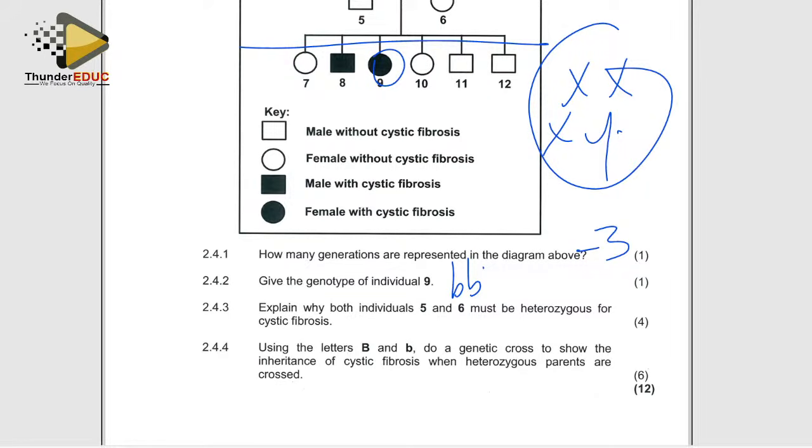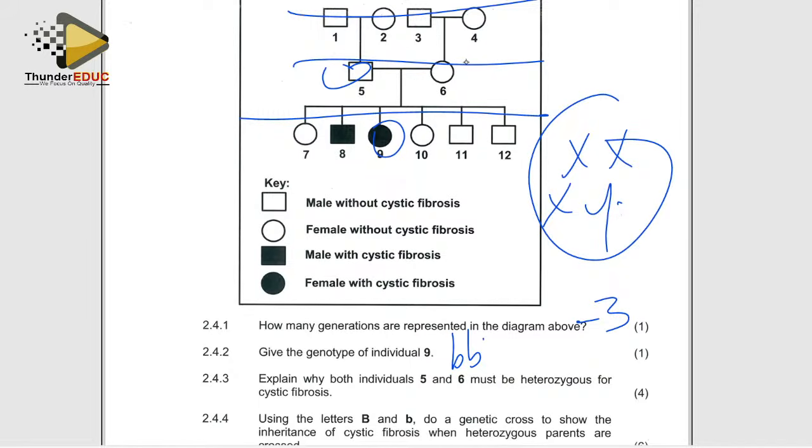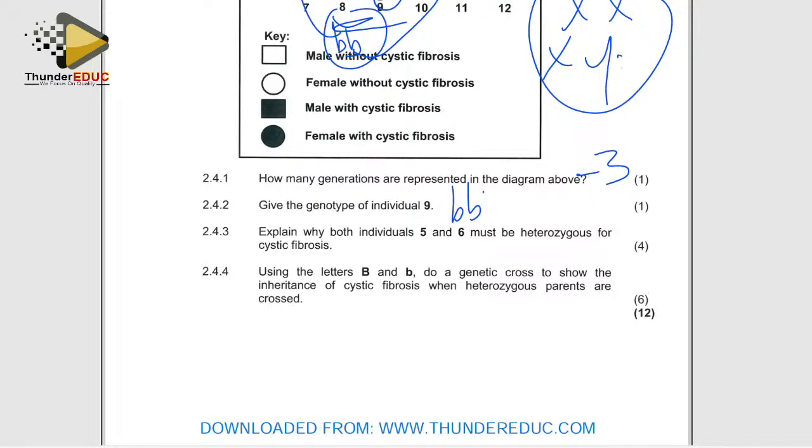They're supposed to be heterozygous, these 5 and 6, because they produce kids who have the disease, they're affected. So it means that one recessive allele came from 5 and one recessive allele came from 6. Therefore, they are supposed to be heterozygous for the condition.